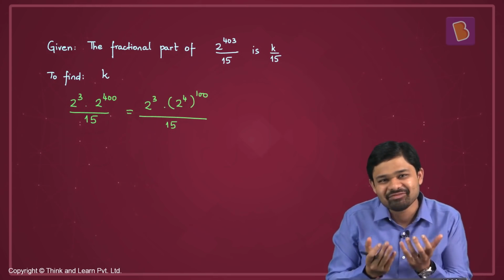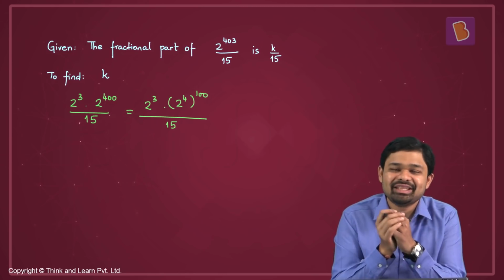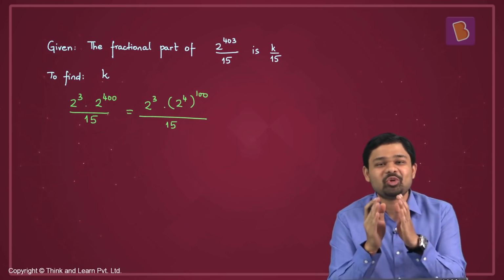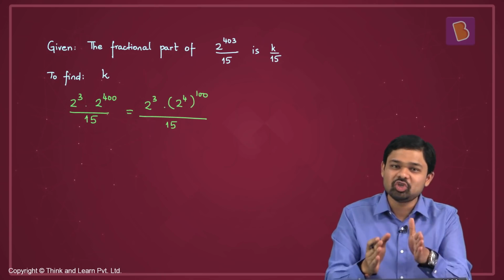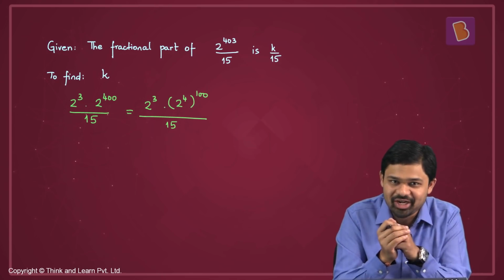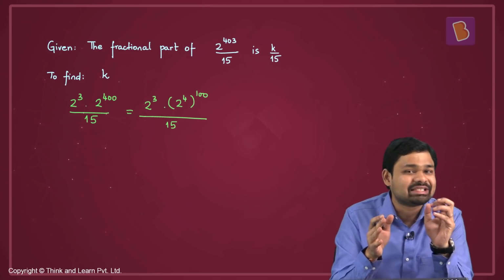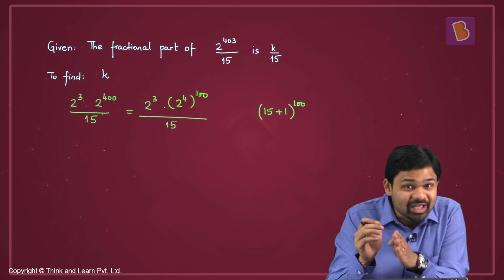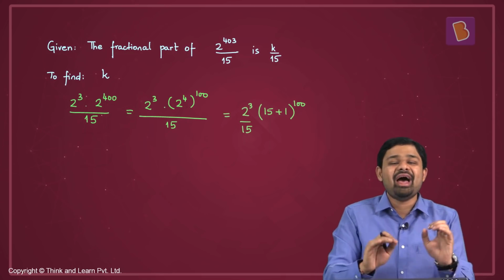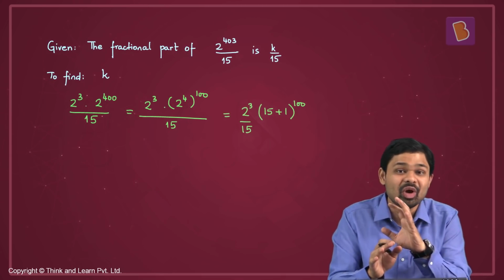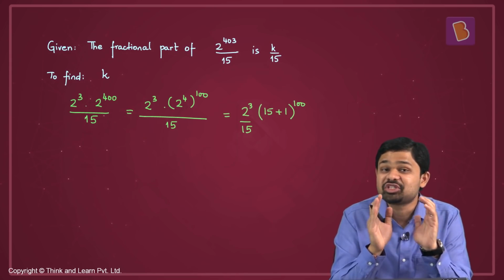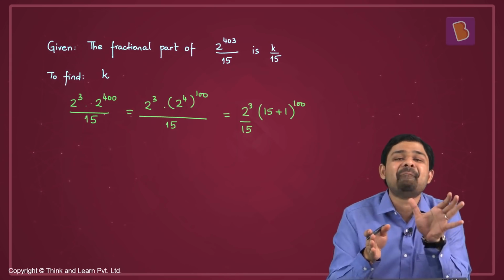There is only one way in which you can arrive at this, and that is through a lot of practice. Again, practice. So 2 to the power 403 is written as 2 cube multiplied by 2 to the power 400, and 2 to the power 400 is 16 to the power 100. 16 to the power 100 can be written as 15 plus 1 to the power 100, and using binomial theorem, I'm going to expand this to get 101 terms, out of which the first 100 terms are multiples of 15.